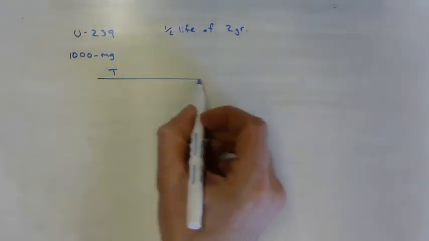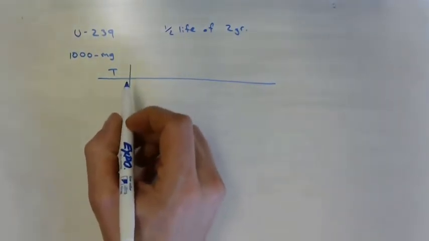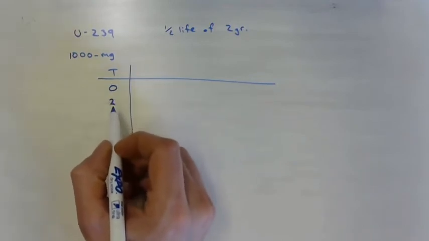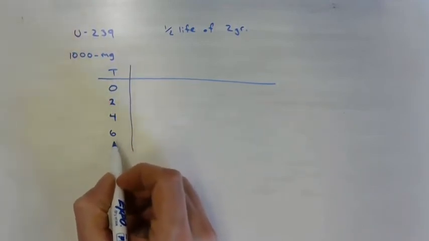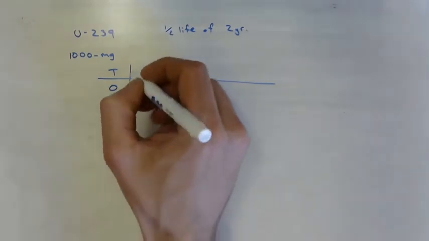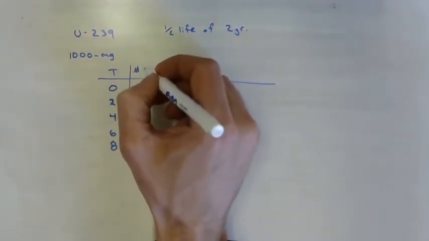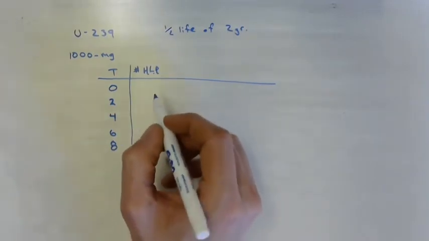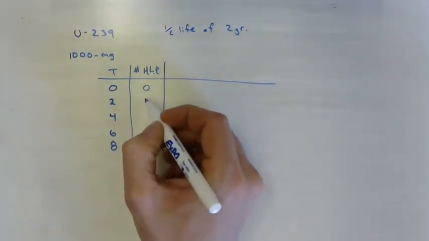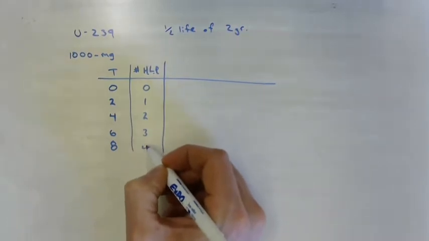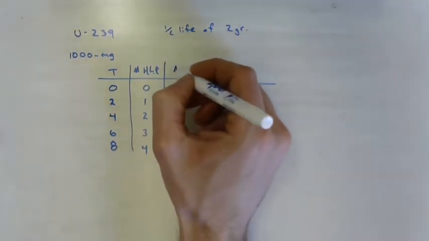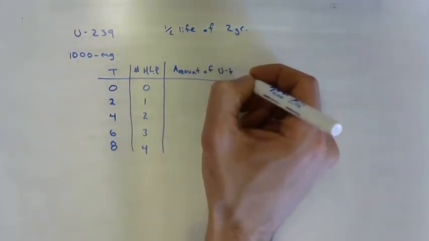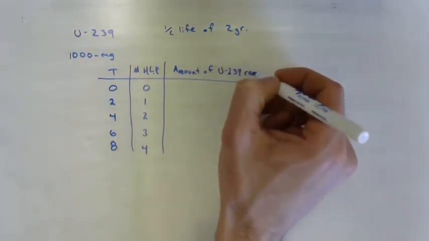So check out your chart, and there's something interesting about it, is that the column with time doesn't count by ones. Why not? Because it's over 2 years that it decays by half. Because we're more interested in the number of half-life periods, the number of HLPs. Okay, so go ahead and fill in that column. And then our last column is the amount of U-239 remaining.